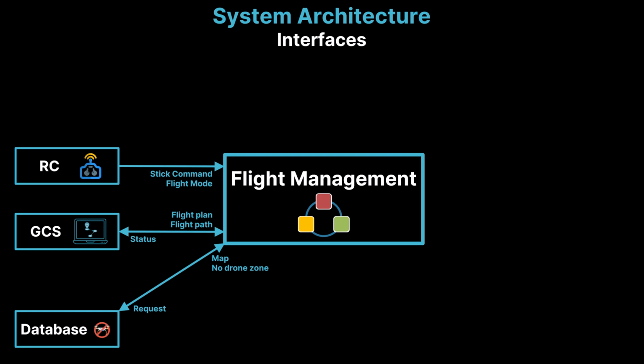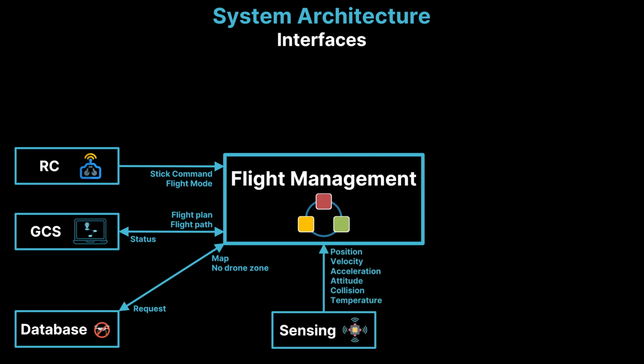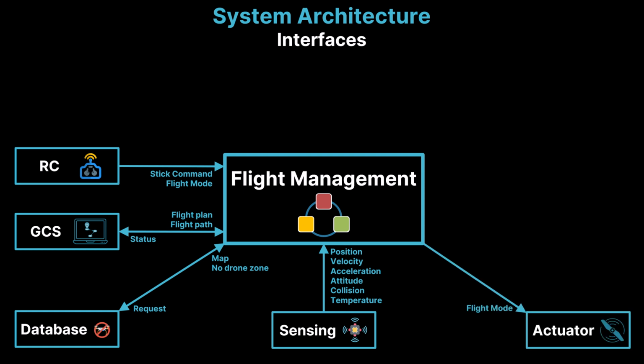Database interfaces. The flight management accesses onboard or remote databases containing map data, terrain information, and no-drone zones, which are essential for mission planning, geofencing, and autonomous navigation. Sensors. Interfaces with navigation system, perception system, and health monitoring system. These provide situational awareness and support redundancy and fault detection. Actuators. While the flight control system typically generates low-level control signals, the flight management may interface indirectly through high-level mode commands, e.g., switch to hover, climb to altitude, that influence actuator behavior.